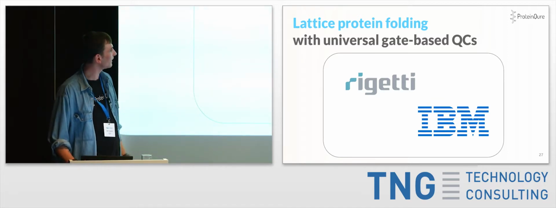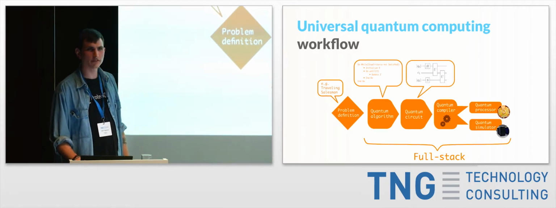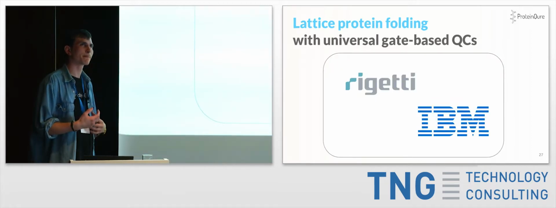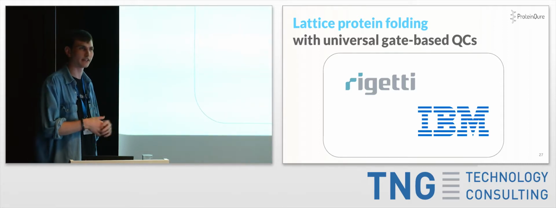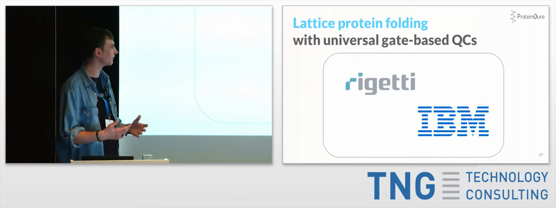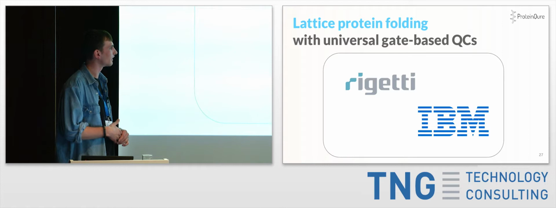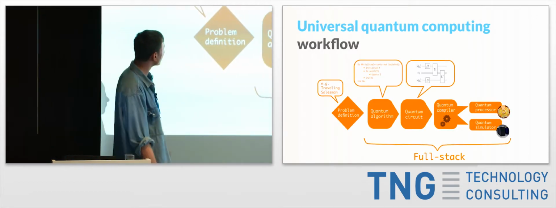So we work with Rigetti and IBM on this universal type of quantum computer, which means you can basically have a set of logic gates like a classical computer, just that they're quantum gates, and you can arrange them in any sort of way, computing any function to any error or approximation that you want.